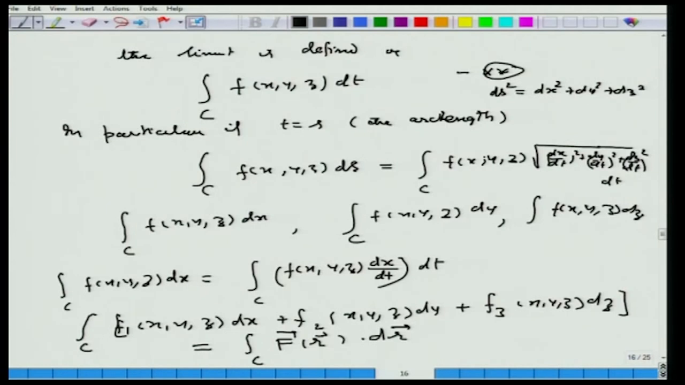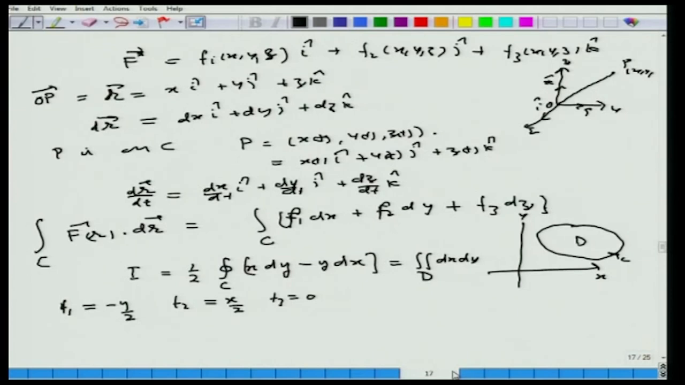A more general form of the line integral is considered in this way: we take the sum of all these, where f is replaced by f1, f2, f3 respectively, and then we sum these terms up. This is actually the vector form of the line integral, given by the integral over C of F(r) · dr. Here F is a vector valued function which has components f1, f2, f3. i, j, k are the unit vectors along the coordinate axes, and the position vector r, which is the directed vector OP, is given by x i plus y j plus z k, where x, y, z are the coordinates of the point P.